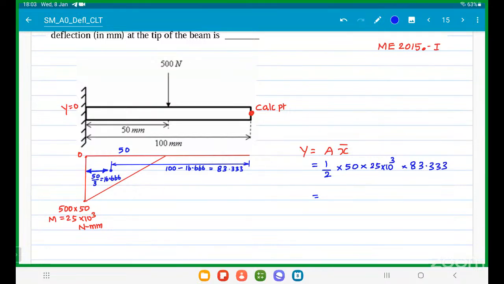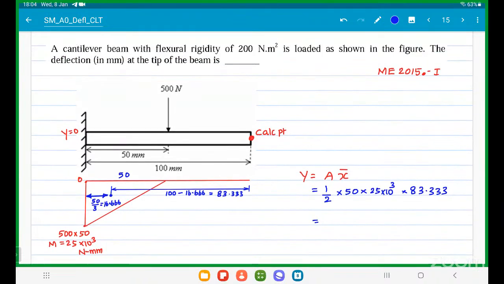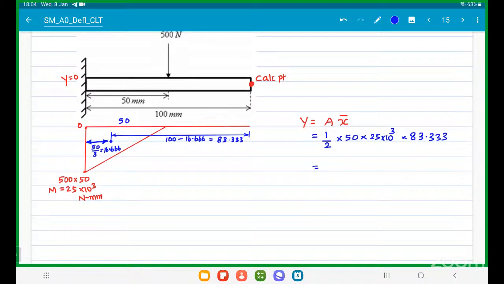Tell me the answer. See, this is not the final answer. At last, we have to divide by EI. Or if you are free, you can divide here itself. EI is given, right? What is the EI value?